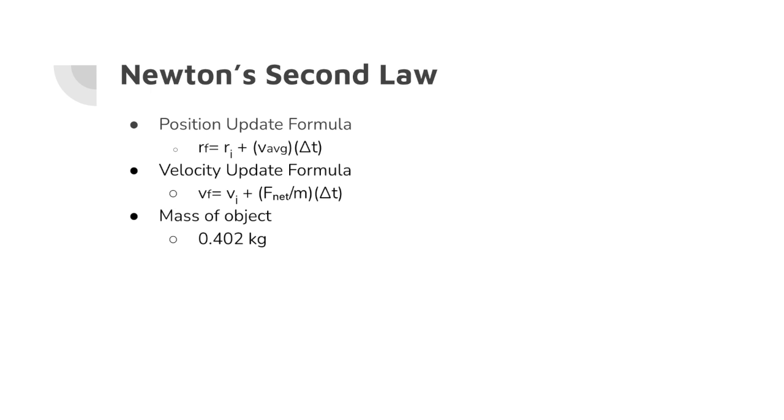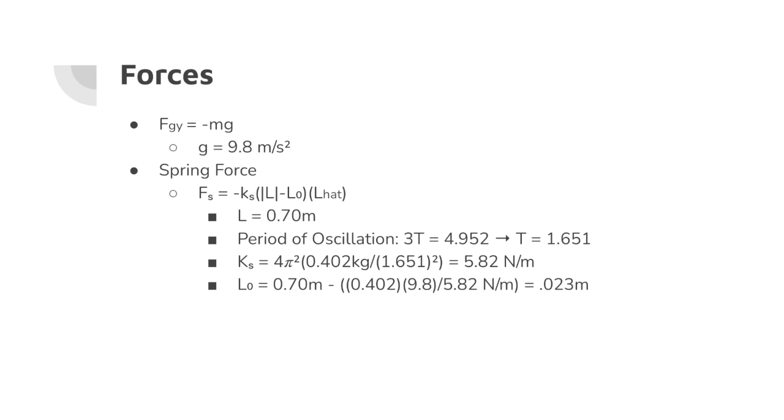Included in this lab is the position update formula, which is r final equals r initial plus average velocity times delta t, and the velocity update formula, which is velocity final equals velocity initial plus net force over mass times delta t. The mass of the object is also 0.402 kilograms. These will allow us to model the proper motion and speed of the object over the course of time.